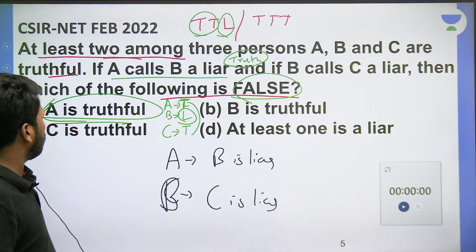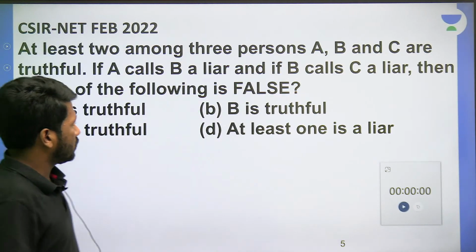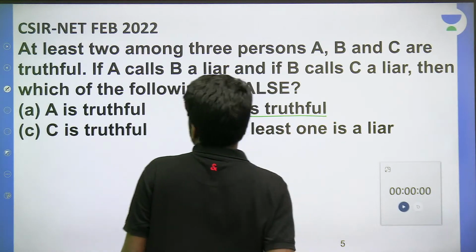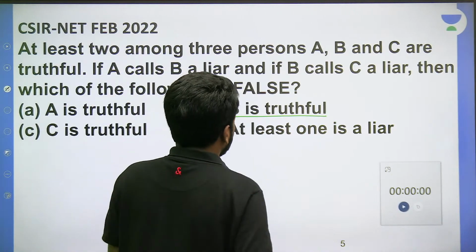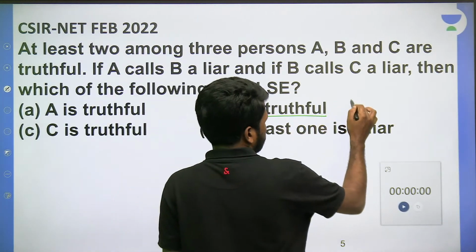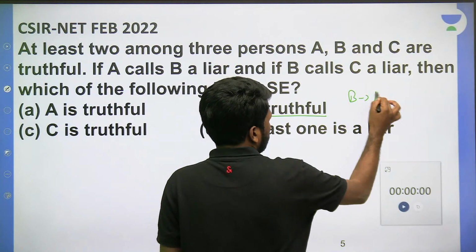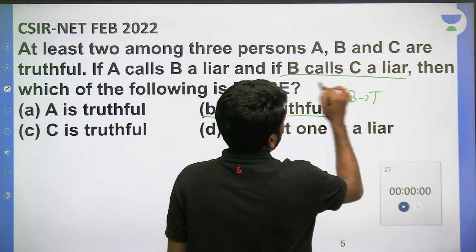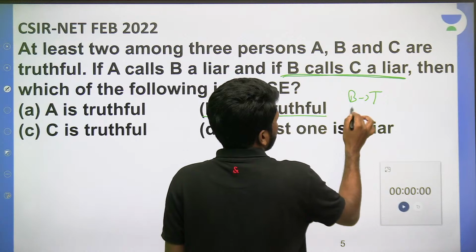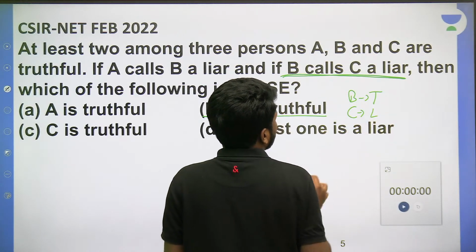Same analysis you do for statement B or option B. If option B is the answer, B is truthful is true. That means B is truthful. So whatever B says should be true. B says C is a liar. So that should be true. So C should be a liar.